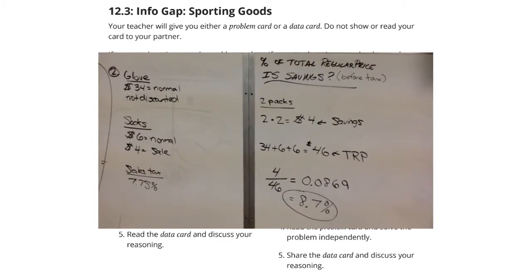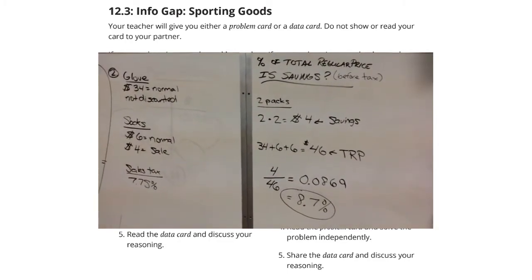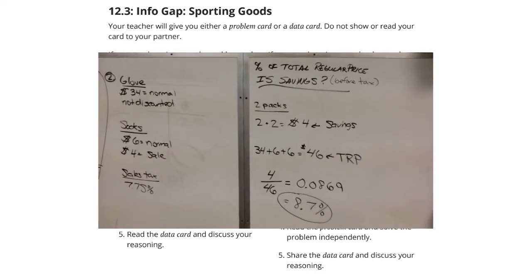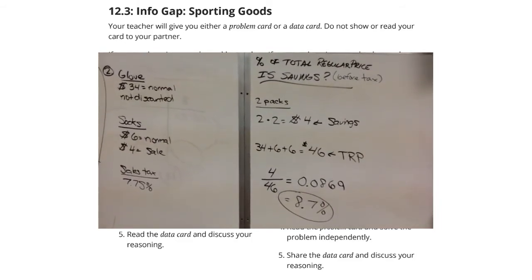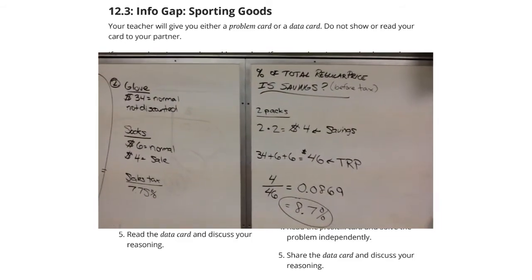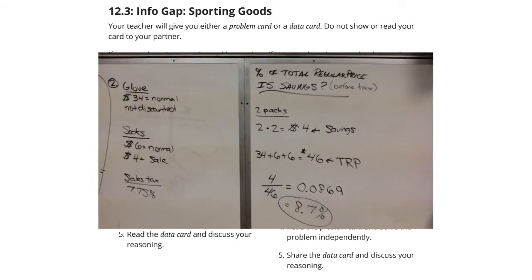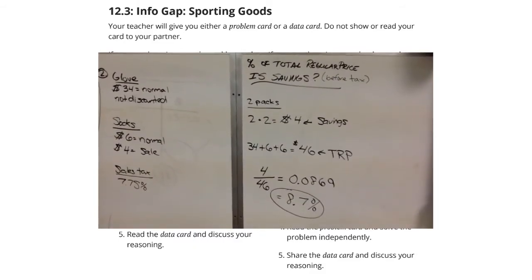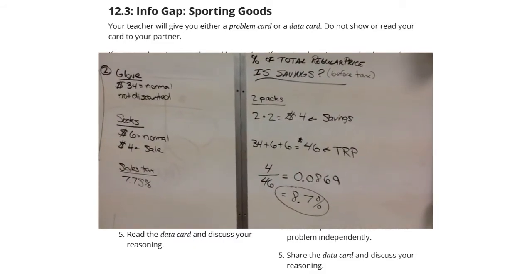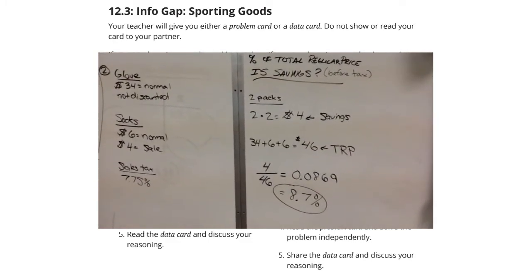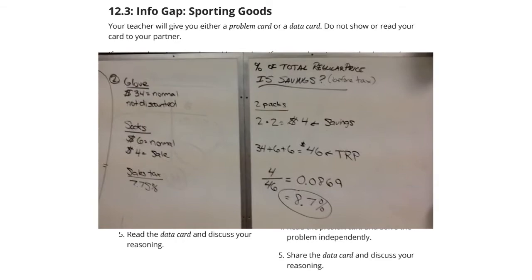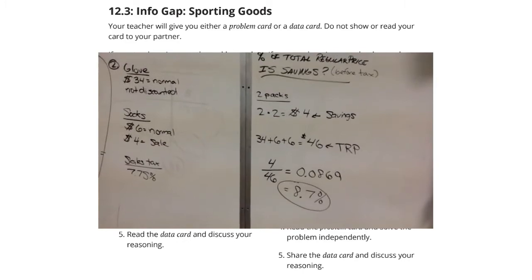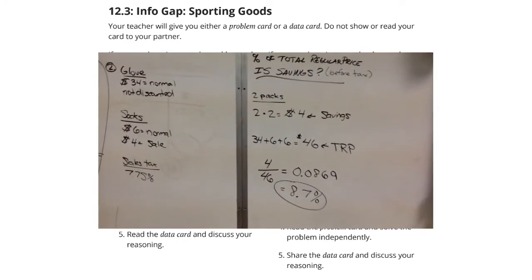Now, without the savings, we have to spend $34 plus the 2 packs of socks of 6 each to get a $46 total regular price. Then, what percentage of the total regular price is the savings? If we took the $4 savings and divided by $46, we'd get about 0.0869, and I kept going. We round that to about 8 7/10%. And so that is the info gap activity on sporting goods.